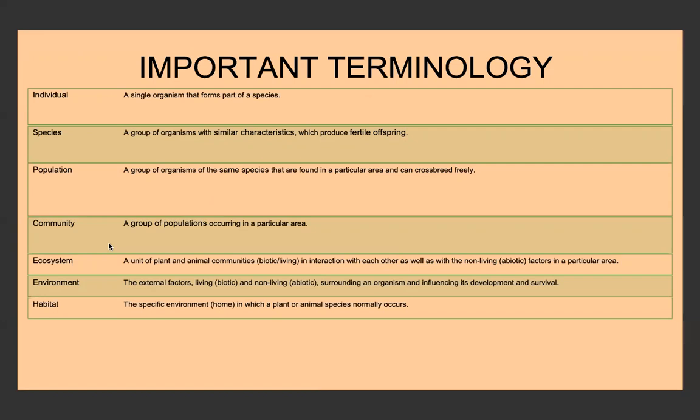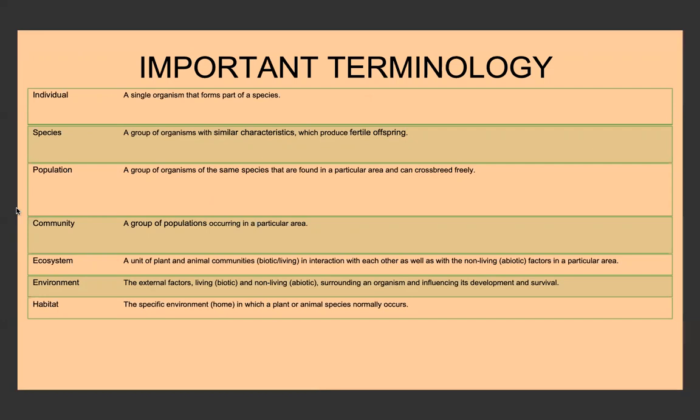And then a community is a group of populations. So in, for example, the Kruger Park, there's obviously a population of elephants, of impala, of lions, of acacia trees, of fish, of birds. All these groups of populations together are called a community.